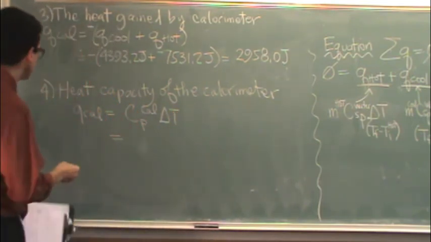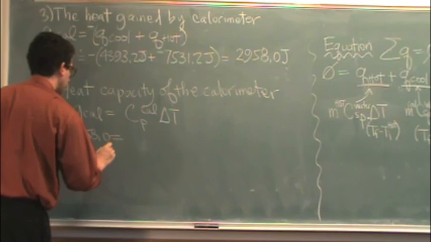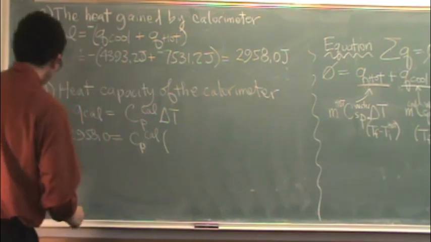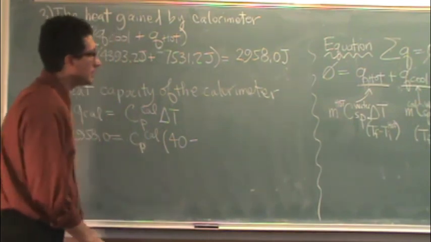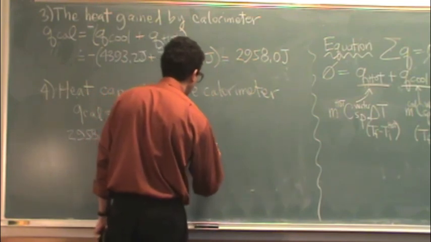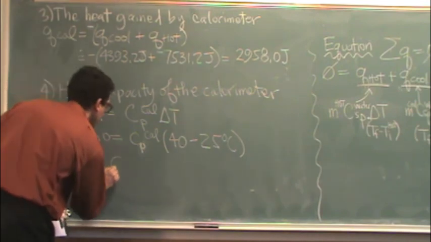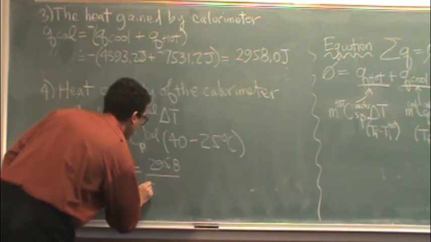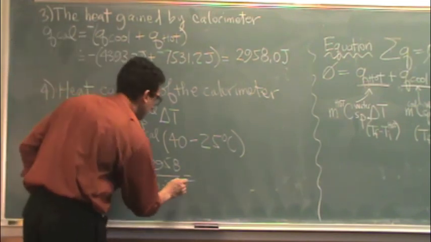Okay, Q cal we just found. That was 2958.0. CP is what we want to know. Delta T, let's find that. T final was 40. T initial, because the calorimeter is touching the cool water, is the same as the initial temperature of the cool water, which was 25 degrees C. You have to solve for CP. It's going to be 2958 divided by 40 minus 25.